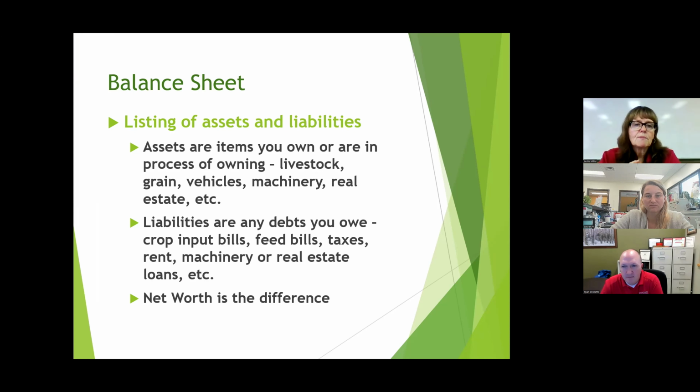Liabilities, which also go on the balance sheet, are any debts that you owe. If you've got any fertilizer bills out there or feed bills, property taxes, income taxes, cash rent that's due. You might have machinery and real estate loans or livestock loans. Those are on the liability side of the balance sheet.